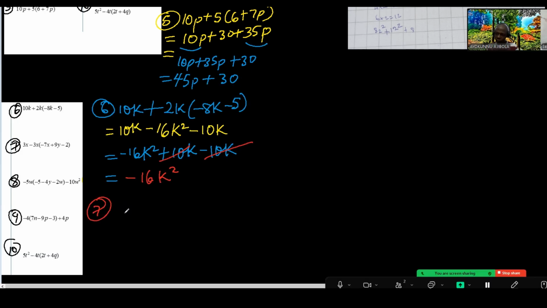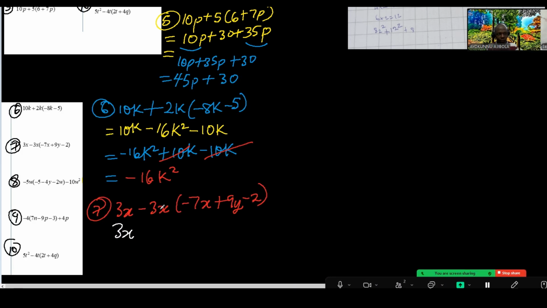Number 7, we have 3x, but minus 3x is having an attachment in the bracket: minus 7x plus 9y minus 2, ordinary 2, no alphabet. So here now, we have our 3x standing alone, then the negative 3x is going to multiply the three of them in the bracket. Are you listening to me?